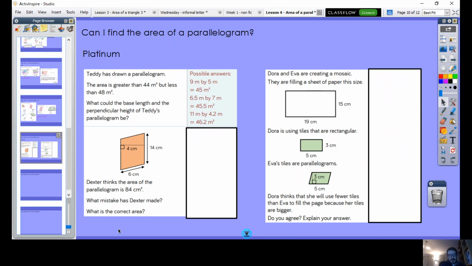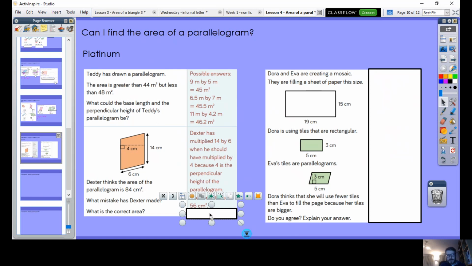Okay, this one down here, Dexter thinks the area of the parallelogram is 84 centimeters squared. What mistake has Dexter made? What is the correct answer? So he thinks it's 84. So did he maybe do 14 times 6?